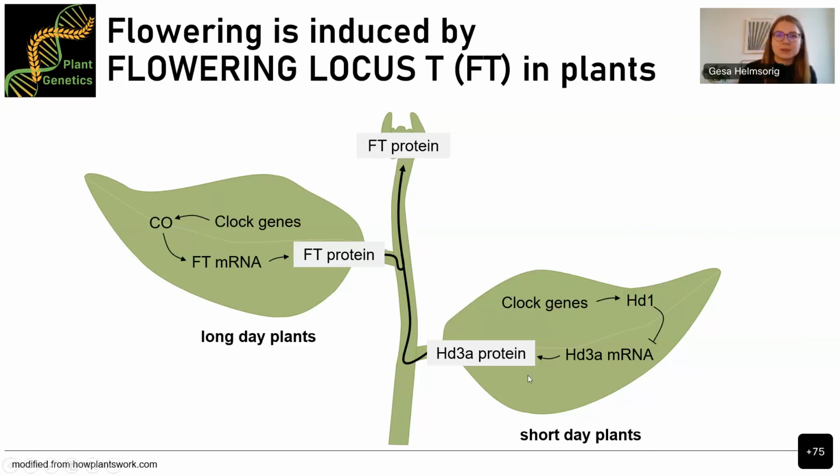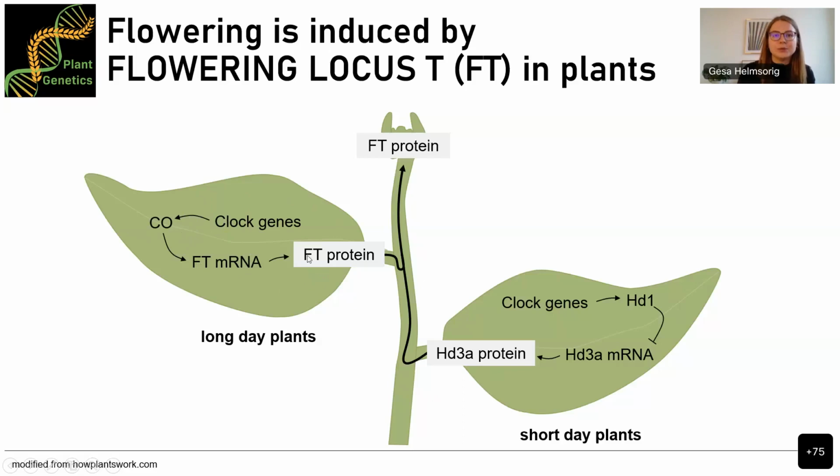So the examples I'm showing in this very rough overview here is on the left Arabidopsis, and on the right we have rice. On the left it's called FT, and on the right in rice we also have an FT-like protein, which is called Heading date 3A. But the whole process is very similar. So in both plants, we have in the leaf several genes, including, for example, clock genes that upregulate the expression of FT1.